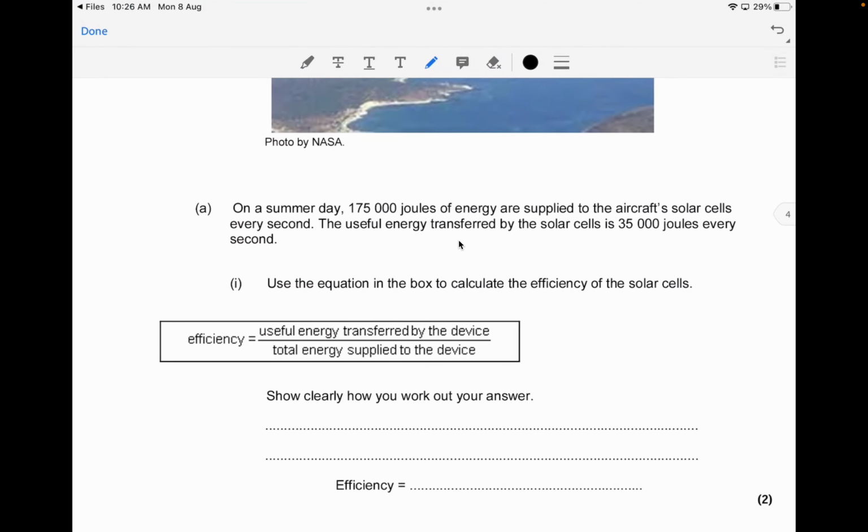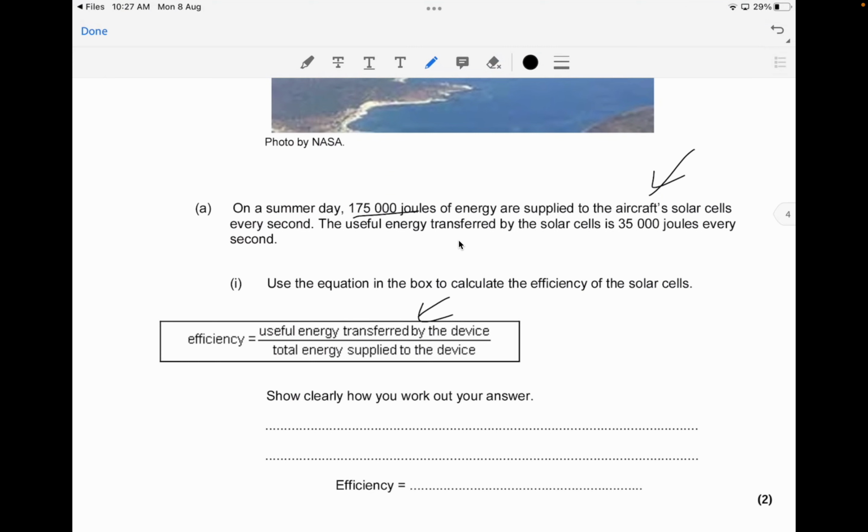Now what you're going to do is use the equation in the box to calculate the efficiency of the solar cells. This is a question that could come up in your exam, this style of efficiency question. You have to show clearly how you work out your answer for about 2 marks. As you guys can see, the formula for efficiency is useful output energy transfer divided by total input energy transfer, or technically the energy that is supplied to the device. So now we have to work out from this question which one is the useful energy and which is the total input energy supplied to the device.